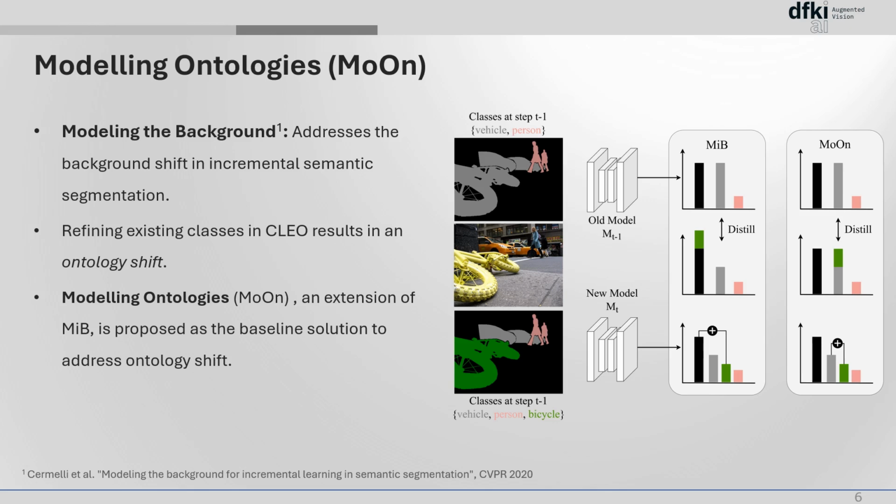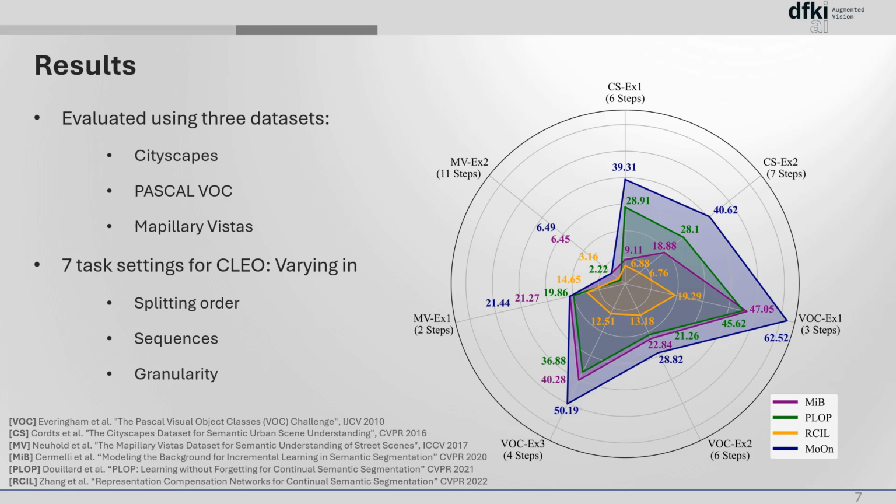In CLEO, this issue extends to an ontology shift, as the current classes being learnt weren't necessarily part of the background previously but rather may have been part of existing classes. We address this issue with Modelling Ontologies, MOON, as a baseline solution for CLEO, by combining the predictions of refined classes with their parent classes.